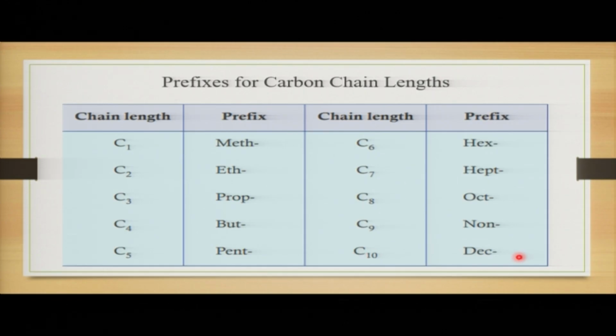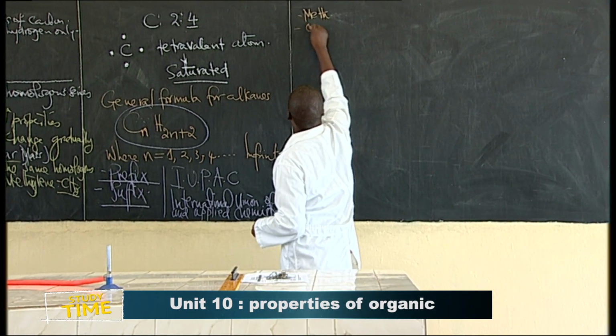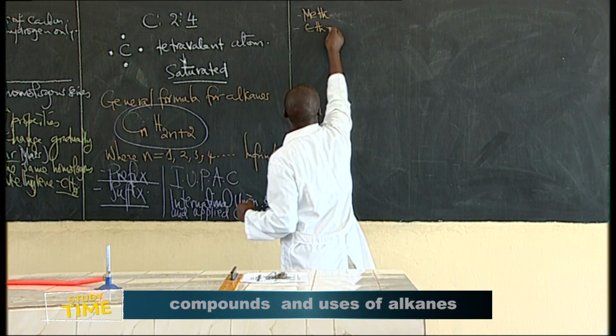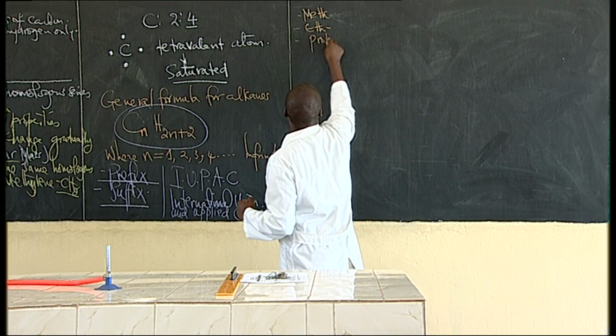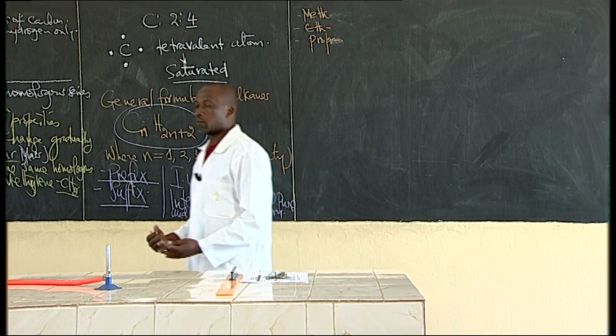So we have known meth, eth, and then prop, and so on up to carbon number 10.